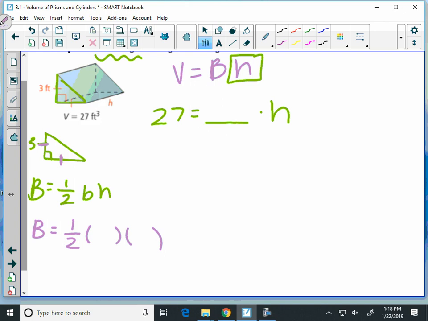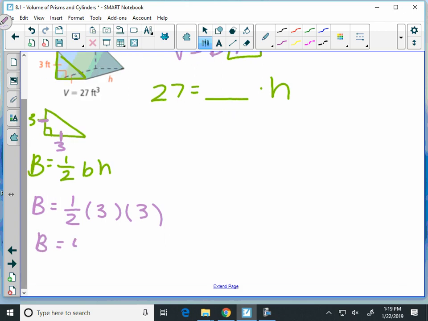So if this is 3, this has 1 tick mark. What's the measurement of that side? 3. Okay. So now, what's the base of my base? 3. What's the height of my base? 3. And then 1/2 times 3 times 3 is what? 4.5. So the area of my base is 4.5, my big B, so I'm going to put it there.